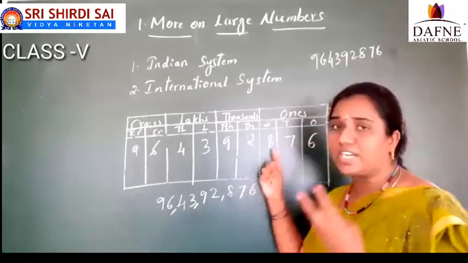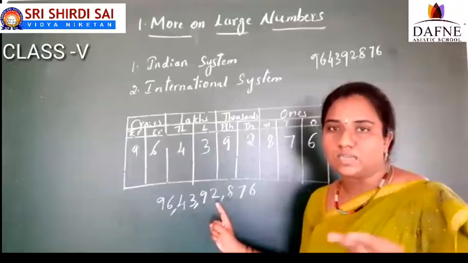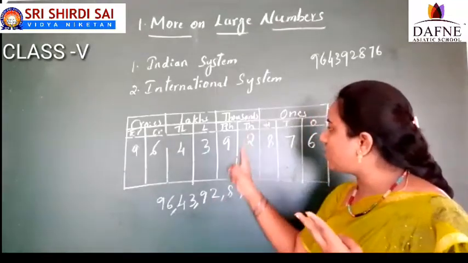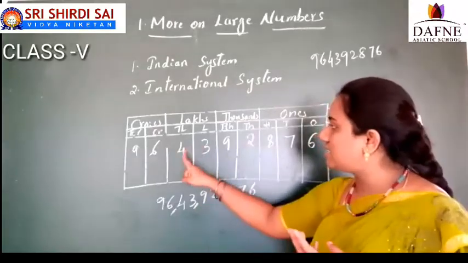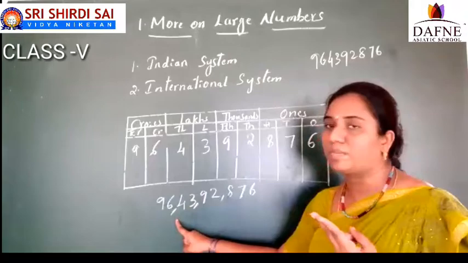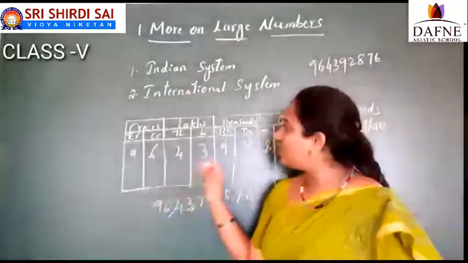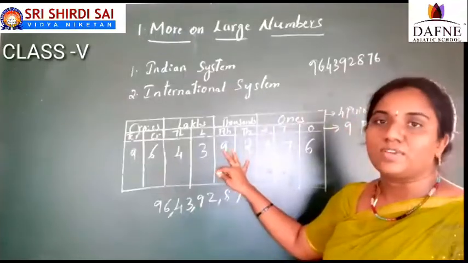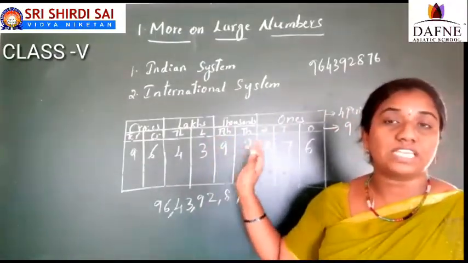The first period is divided into 3 place values, so that's why we are placing the comma after the 3 numbers. And the second period is divided into 2 place values, so we are placing the comma after the 2 numbers. And the third period is again divided into 2 place values, so after 2 numbers we have to place the comma. Have you understood? So this is the Indian system, children. From this only we are going to learn how to write the place value of each number.